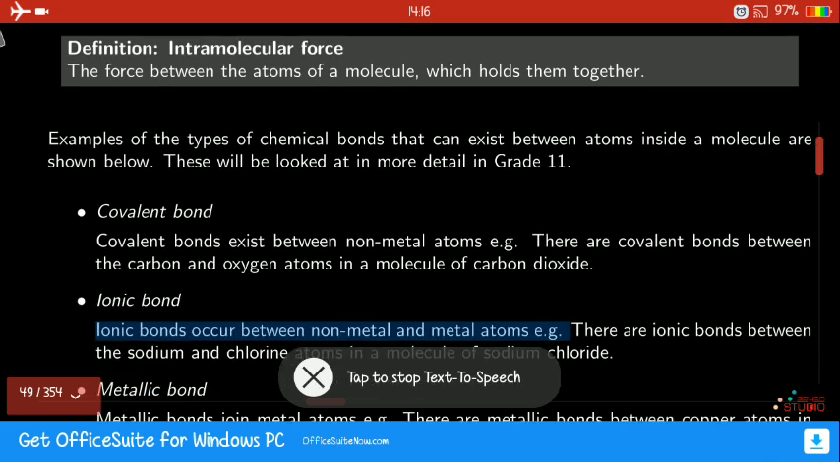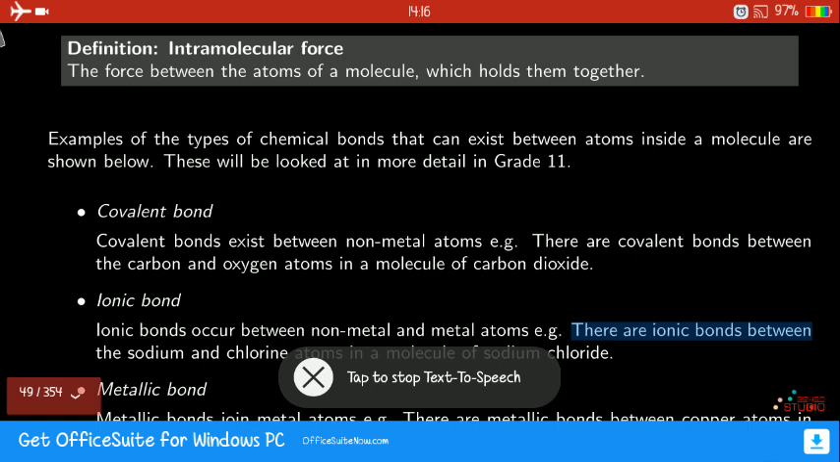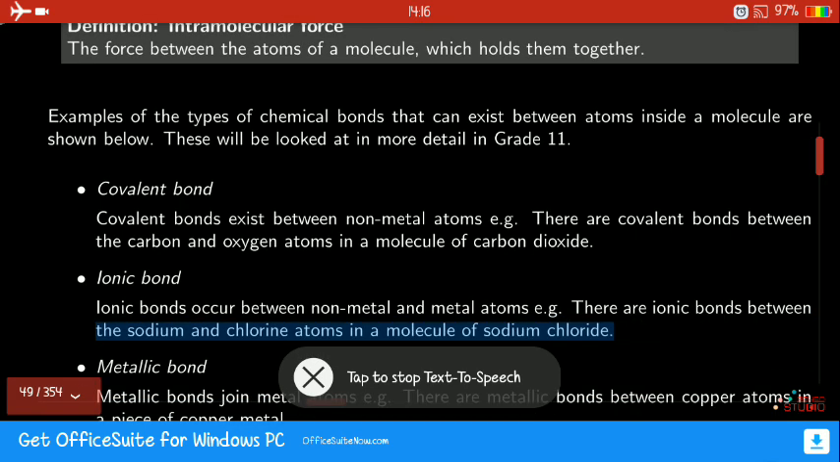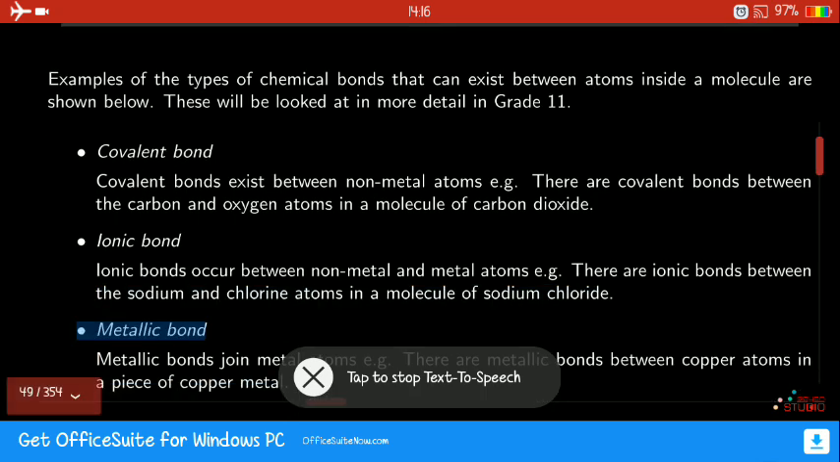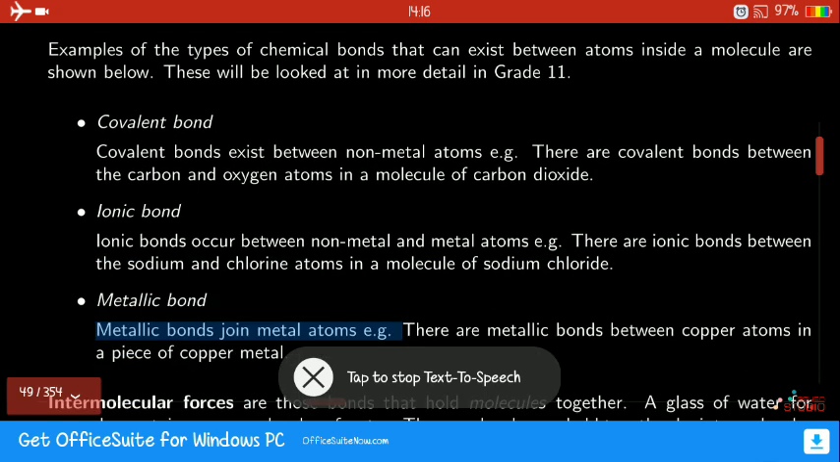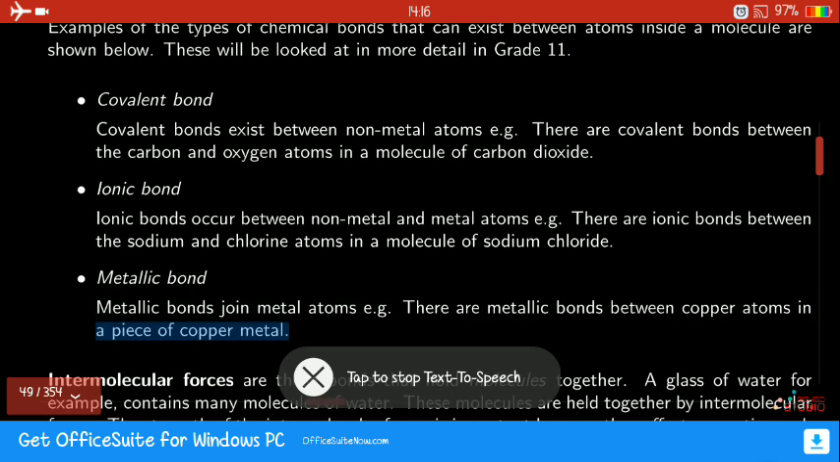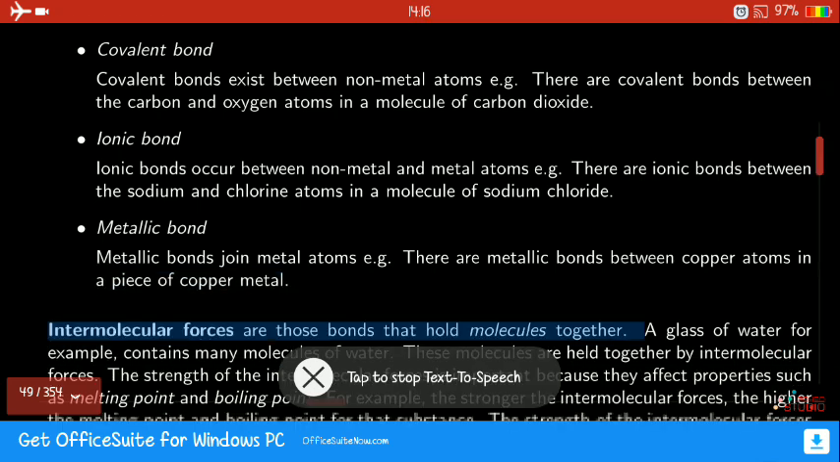Ionic bond: ionic bonds occur between non-metal and metal atoms, e.g. there are ionic bonds between the sodium and chlorine atoms in a molecule of sodium chloride. Metallic bond: metallic bonds join metal atoms, e.g. there are metallic bonds between copper atoms in a piece of copper metal.